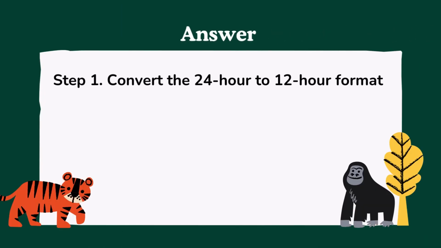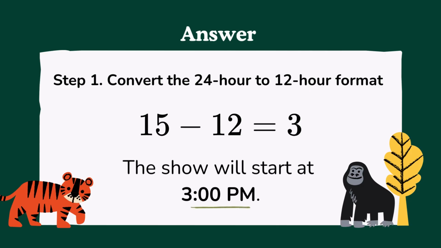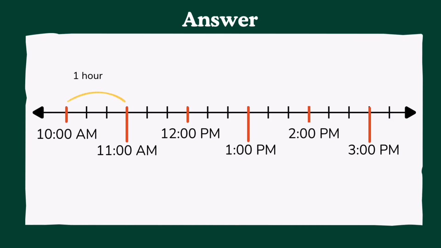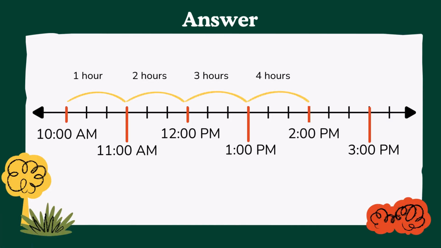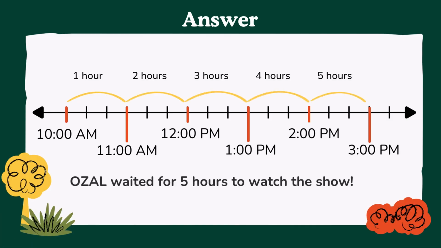Let's convert this 24-hour time format to 12-hour. So 15 minus 12 is 3. This means that the show will start at 3 p.m. From 10 a.m. to 3 p.m., we have 5 hours. Therefore, Ozel waited for 5 hours to watch the show.